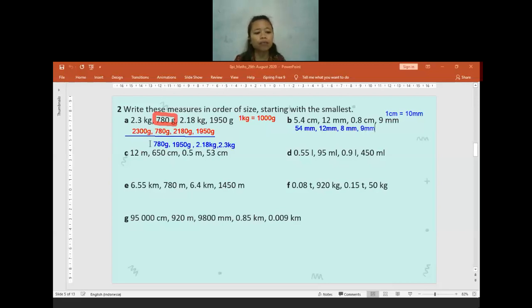So now what is the answer if we order it from the smallest one? Which one do we have to write first? Which one among these four numbers? Is it 5.4 centimeter, 12 millimeter, 9 millimeter, or 0.8 centimeter? Okay, so 0.8 centimeter first, after that 9 millimeter, after that 12 millimeter, and then the last one is 5.4 centimeter.